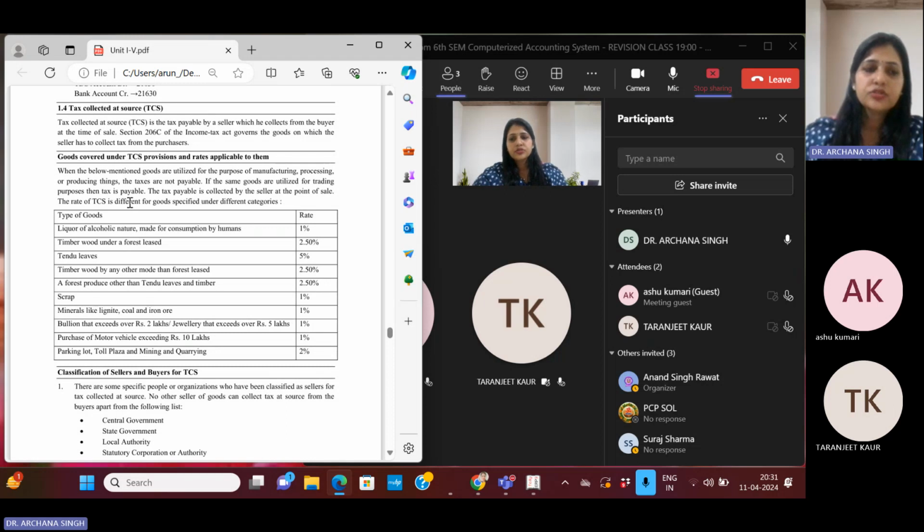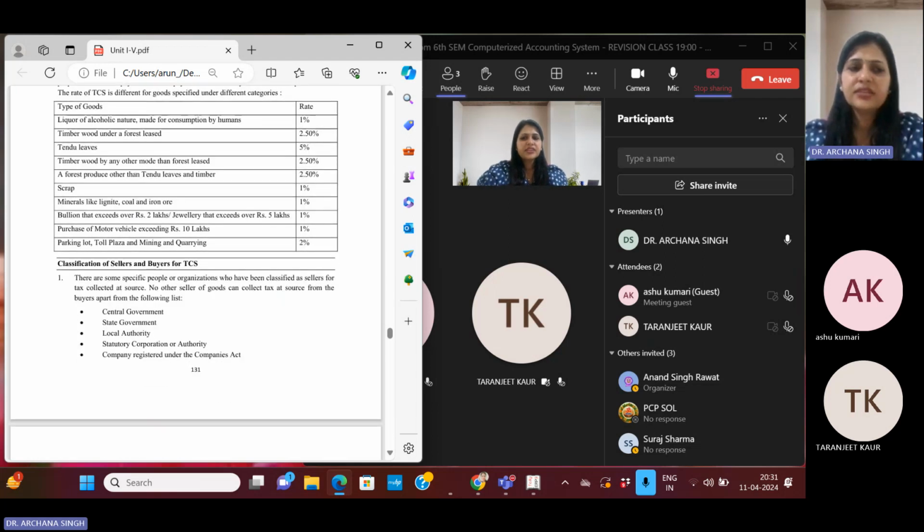Then bullion that exceeds rupees 2 lakh and jewelry that exceeds rupees 5 lakh, there is also 1%. Purchase of motor vehicle exceeding rupees 10 lakh is 1%. Then parking lot, toll plaza or mining and quarrying, that is 2%. So these are the different rates according to the different categories of goods.